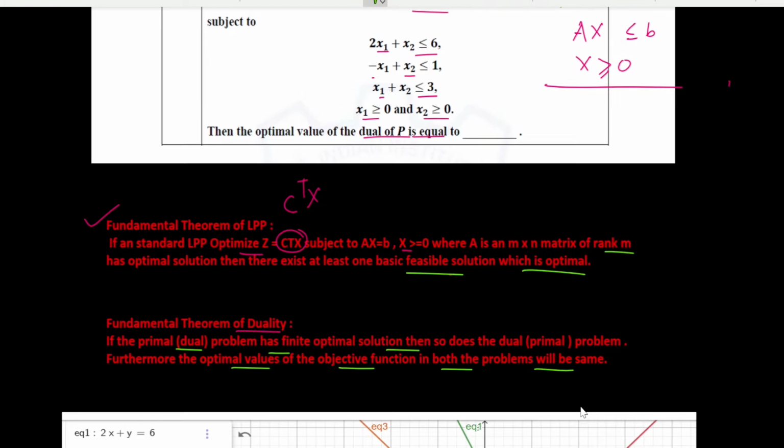So we solve this problem, the primal problem. This is the primal problem. So we solve this primal problem, and the optimal value of this primal problem will also be the optimal value of the dual problem. So now we solve it.